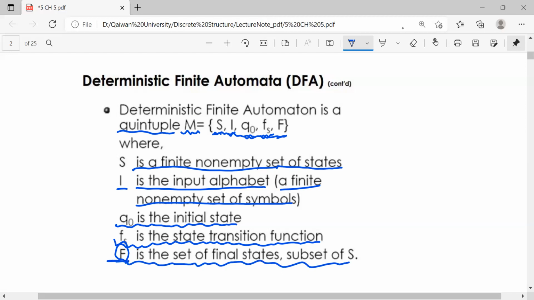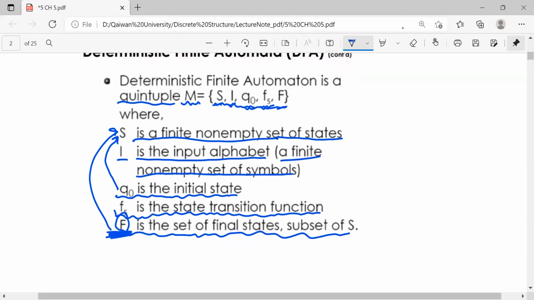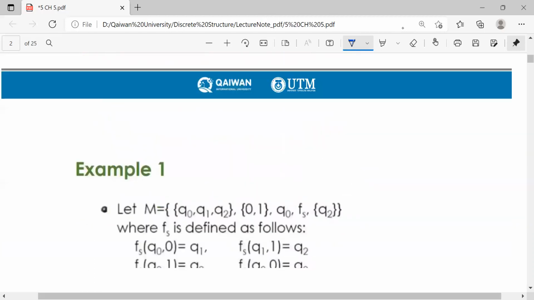Here, the elements of F must be in S. And Q0, which is the initial state, is also in S. S is the set of all states. Among these states, we have the initial state and also the final states. Q0 is the initial state, and capital F is the set of all final states. So it's possible to have more than one final state.